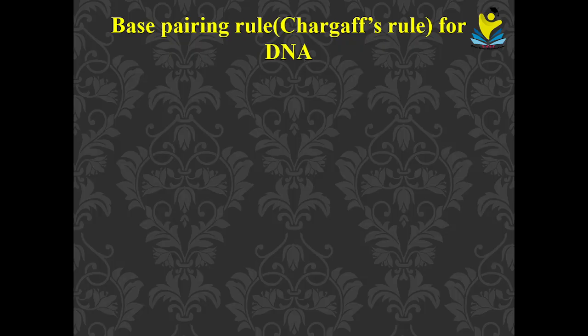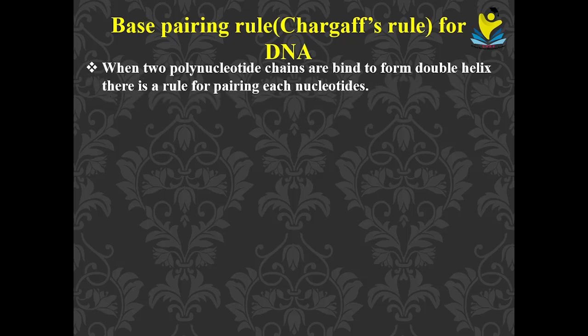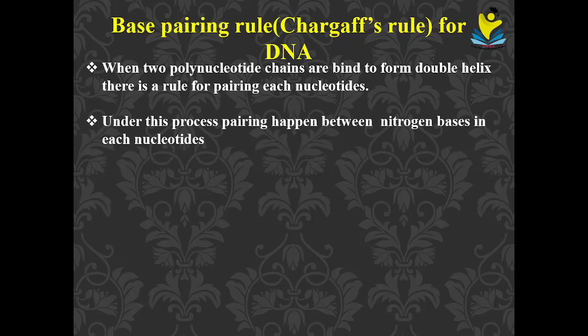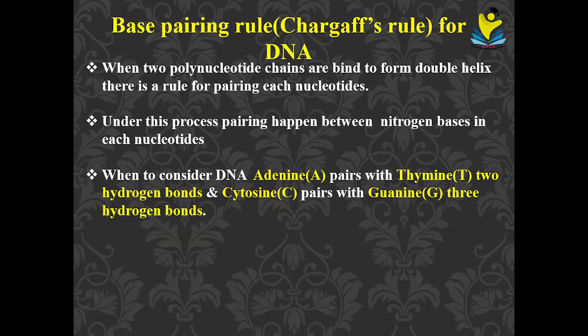Okay, let's discuss the base pairing rule or Chargaff rule for DNA. When two polynucleotide chains bind to form a double helix, there is a rule for pairing the nucleotides. In this process, pairing happens between the nitrogen bases of each nucleotide. In DNA, adenine pairs with thymine with two hydrogen bonds, and cytosine pairs with guanine with three hydrogen bonds. Okay, let's go to the next.